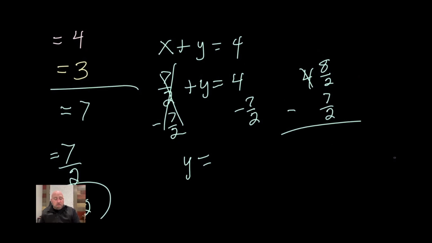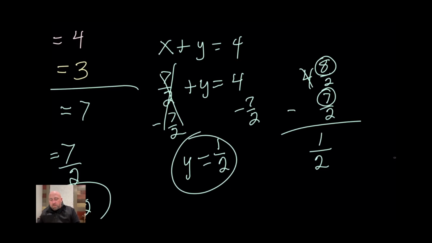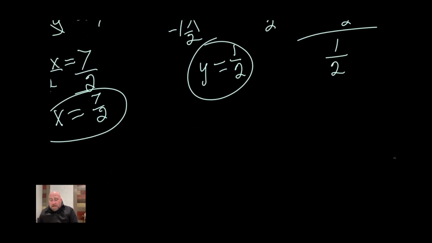Now I have a subtraction problem. I have 8 over 2 minus 7 over 2. And you just subtract the numerators. Go back to fraction math. You should know fraction math from arithmetic. So 8 minus 7 is 1 over 2, 1 half. So y equals 1 half. So there is our solution. So our x is 7 over 2, comma, 1 over 2, 1 half. And that's our answer. So that's our x and that's our y.